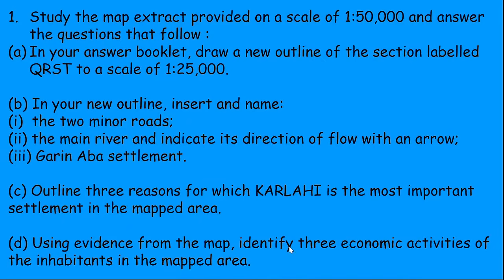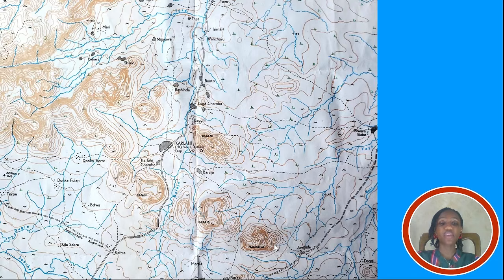Outline 3 reasons for which Karlahai is the most important settlement in the mapped area. First, let's identify the settlement in question, Karlahi. For all these questions, all you need to do is look around and answer the question based on what you can see or infer from the features or symbols surrounding our settlements. Now, the first thing I notice are all of these roads that we can see here, as well as the footpaths.